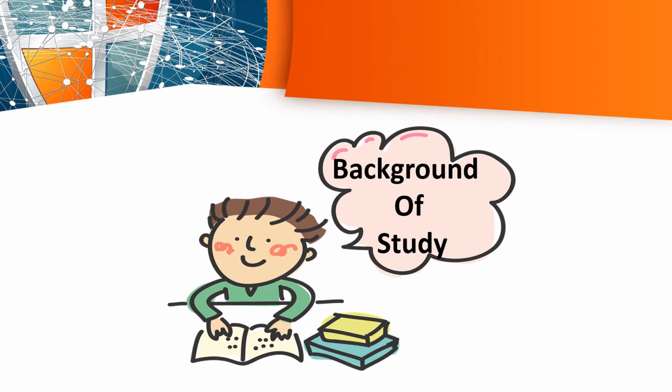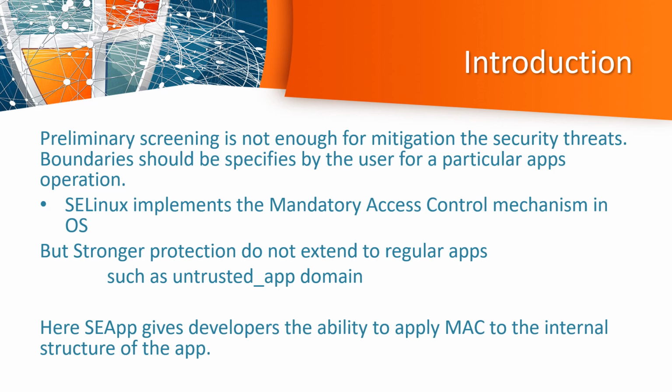I'm gonna start with the background of the study. The mitigation of security threats that characterize mobile operating systems is the need to balance, on one side, the high sensitivity of the information and, on the other hand, the need of users to install into the system a larger number of applications, often produced by unknown developers which may hide malicious functions. Preliminary screening is not enough for mitigating the security threats. Boundaries should be specified by the user for a particular app operation.